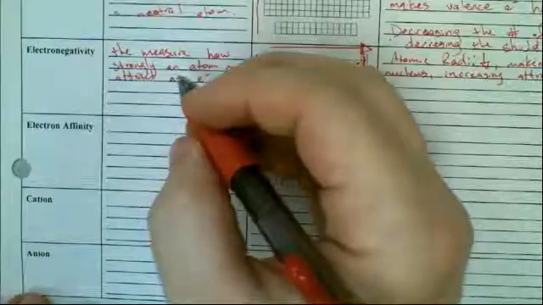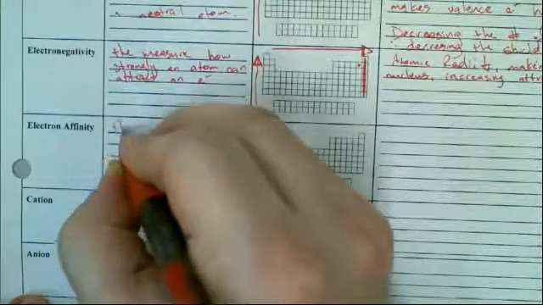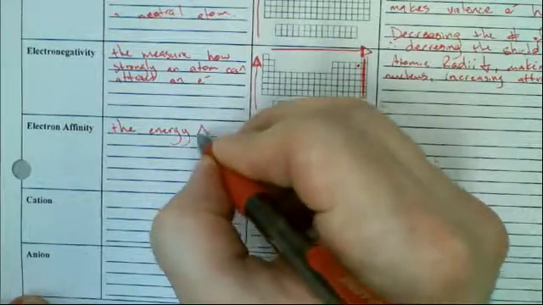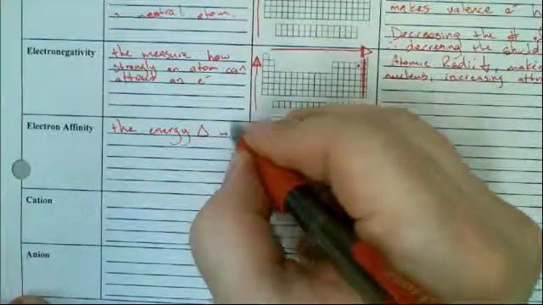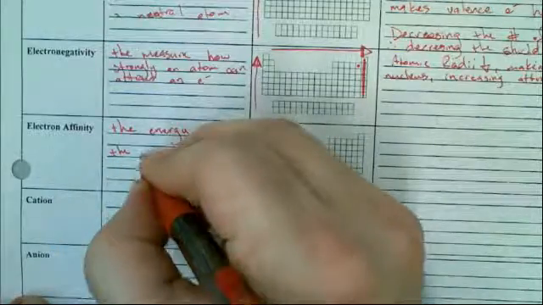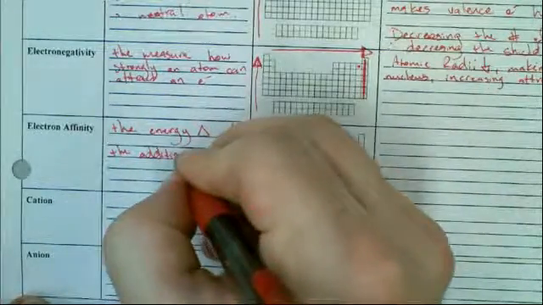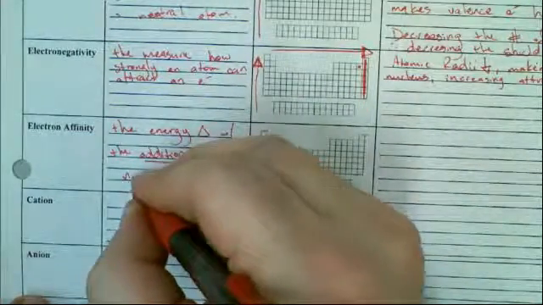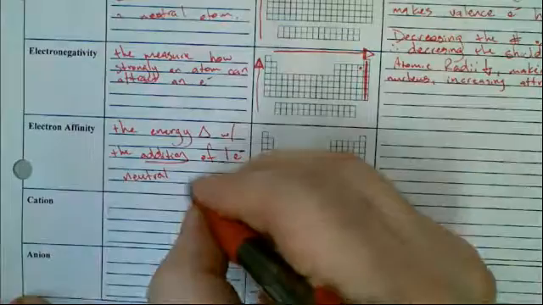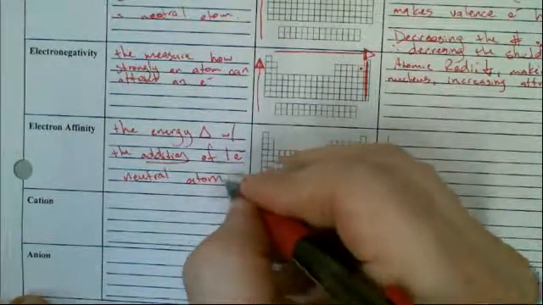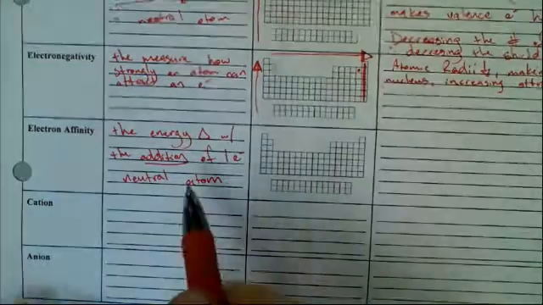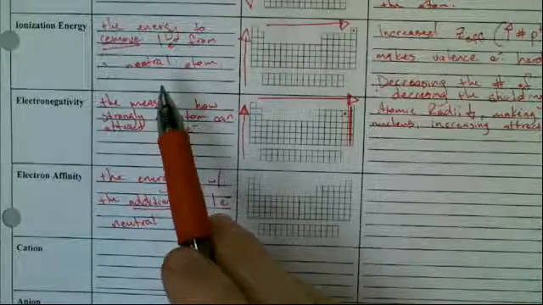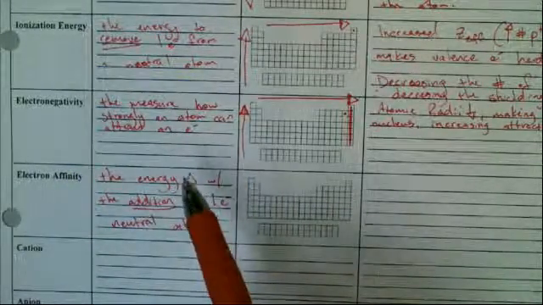All right, electron affinity is the energy change associated with the addition of one electron to a neutral atom. And already we see that this, while it might seem vaguely familiar when we compare it to the ionization energy trend, it's actually going the other way.